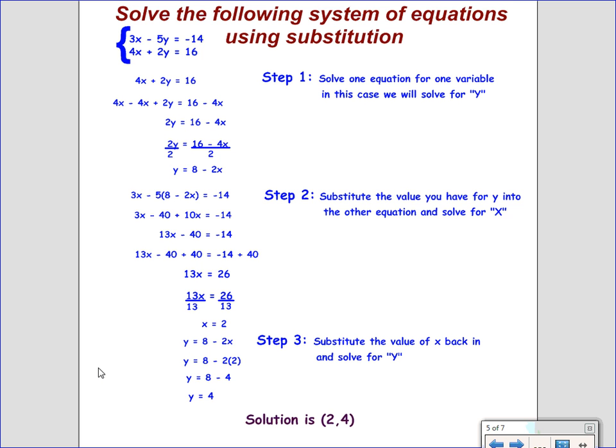That point is common to both lines, so it should be a solution to both equations. Let's see. 2 times 3 is 6, minus 20 equals negative 14. That's correct. 8 plus 8 equals 16. That's correct. We see that 2, 4 indeed is a solution to our system of equations.